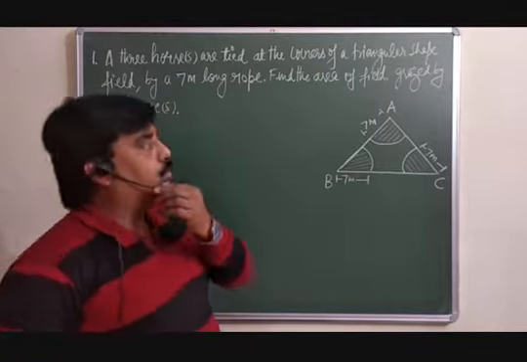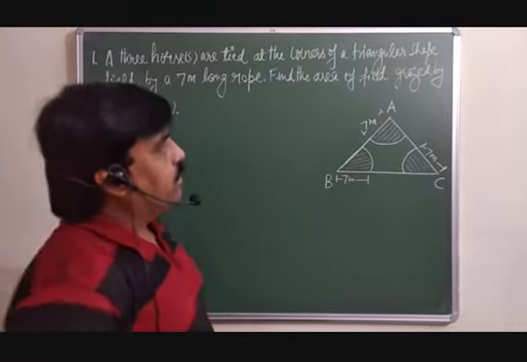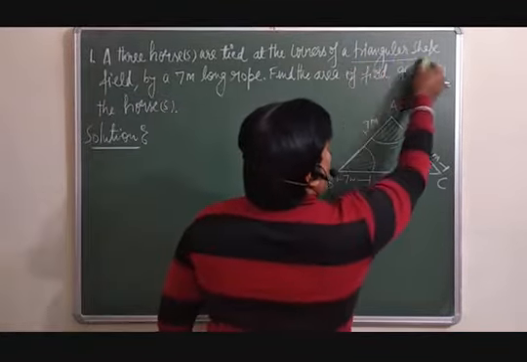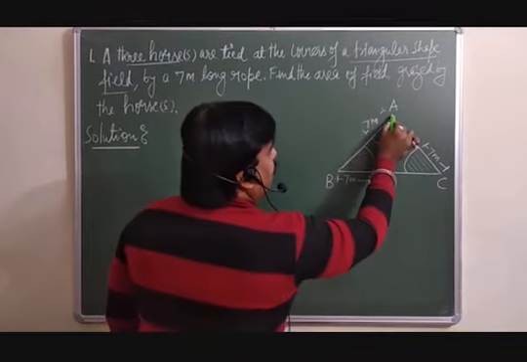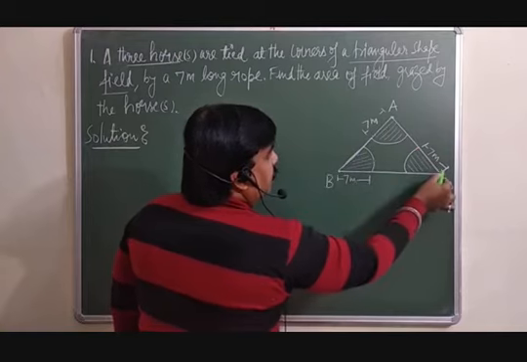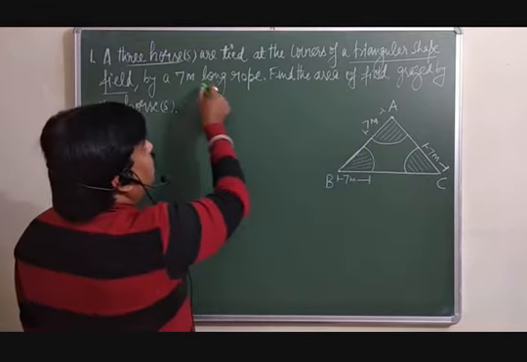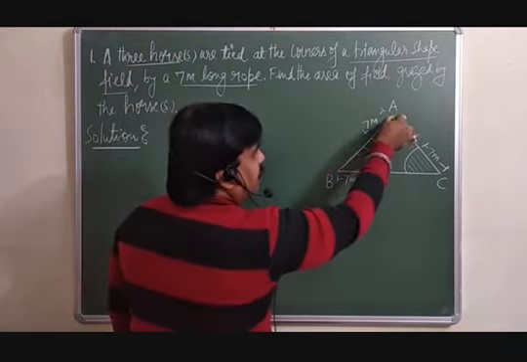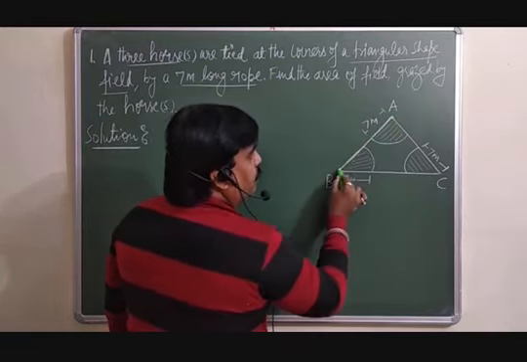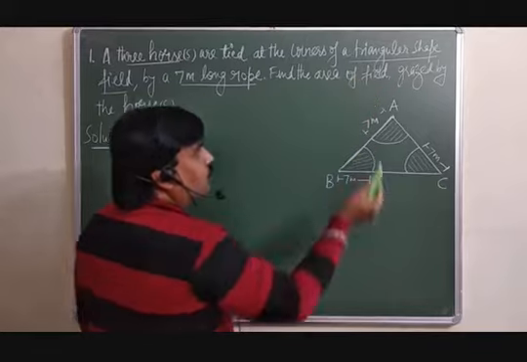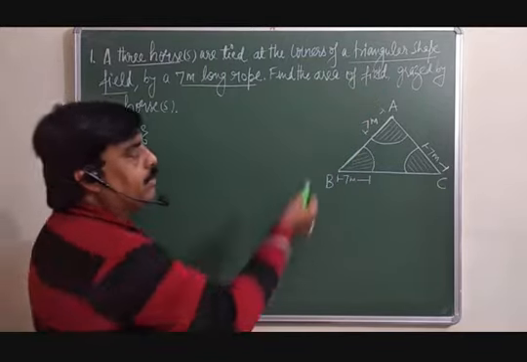Okay, now one more problem we are taking. There is a triangular shaped field. Three horses are tied at the corners, and the length of the rope is given as 7 meter. 7 meter length की rope से उनको tie किया हुआ है at the points A, B and C. We want to know how much area they will graze by these three horses.